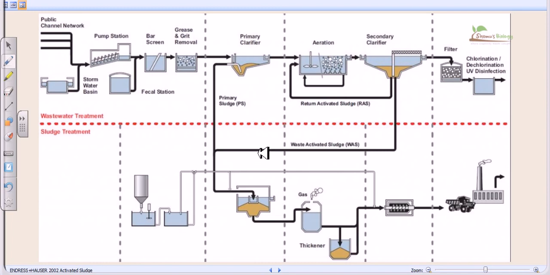Now I first tell you about the wastewater treatment, and in any kind of wastewater treatment there are two different ways of handling it. One is the wastewater treatment, which is only about the watery part or the liquid part, and the second part is the treatment of the solid part that is dispersed in the water, which is called the sludge treatment. So we have to talk about both of the treatments.